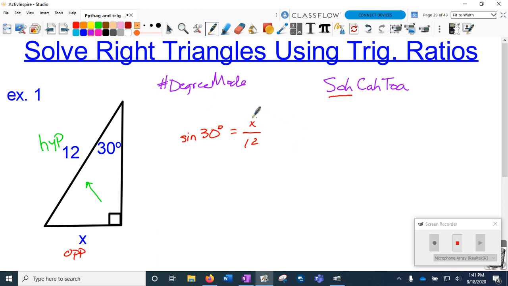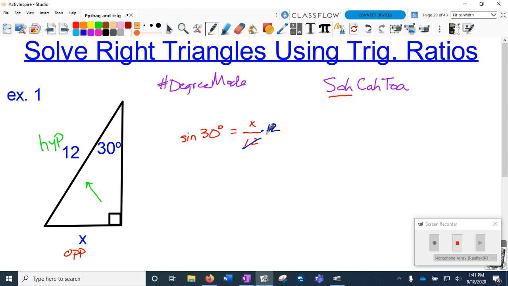Here's what I want. I want to undo what's happening here. Right now x is being divided by 12. How do I undo dividing by 12? Well, to undo dividing by 12, I have to multiply by 12. And if I do a times 12, this will get canceled out.